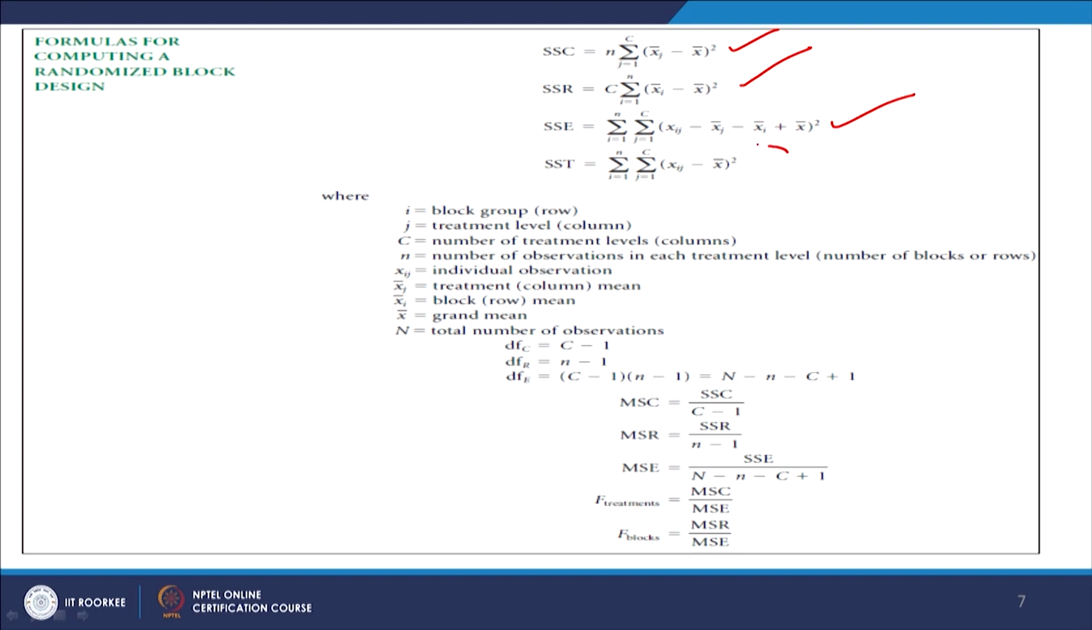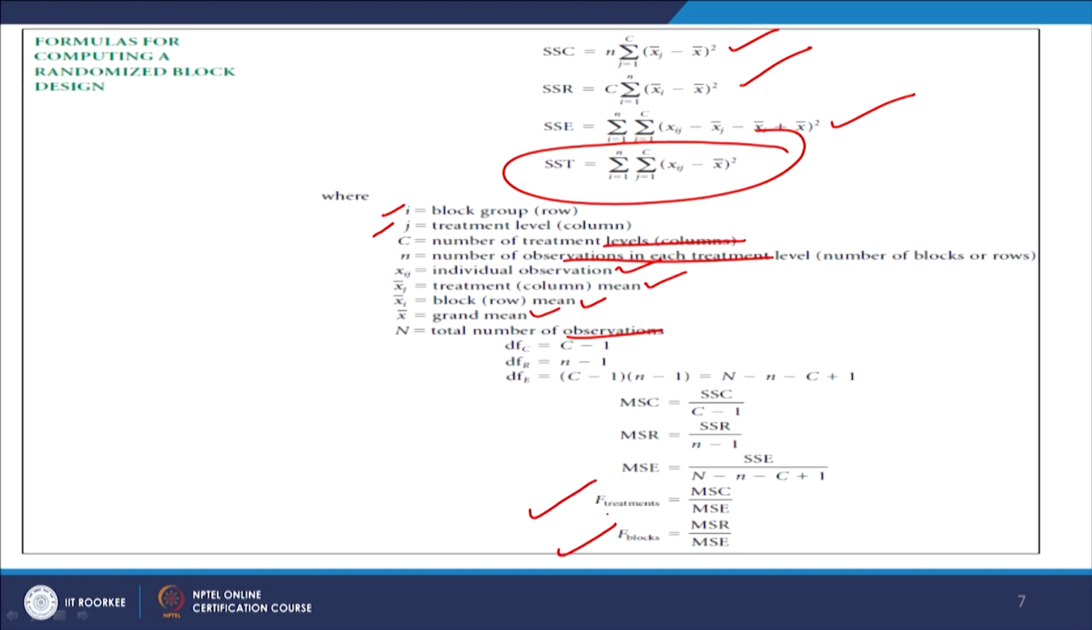This is how you can calculate the column sum of squares, row sum of squares, error sum of squares, and then the total sum of squares. You can have different treatment levels and block groups, the number of treatment levels C, and n is the number of observations in each treatment level. These are individual observations, treatment mean, block mean, grand mean, and total number of observations. You need to calculate something called the F value. You will be calculating two F values, for treatment as well as for blocks, right.